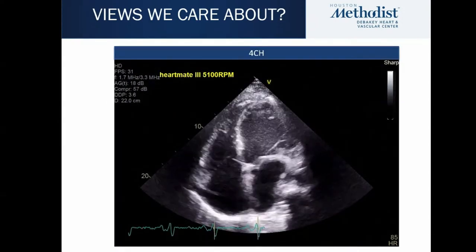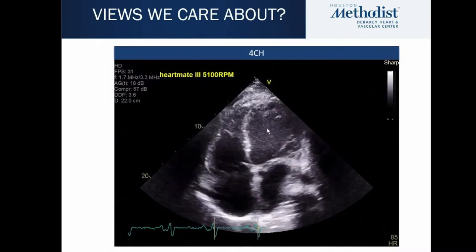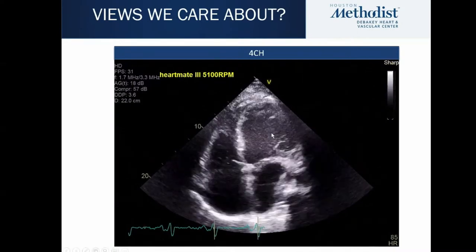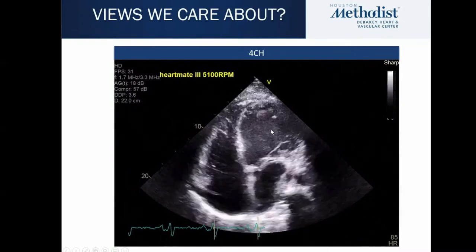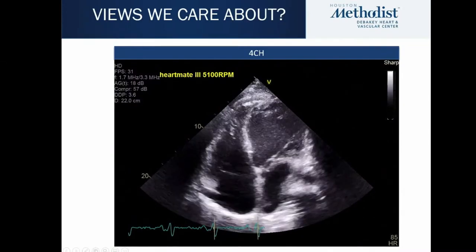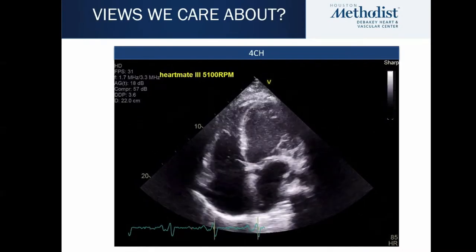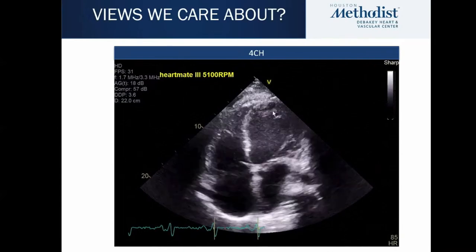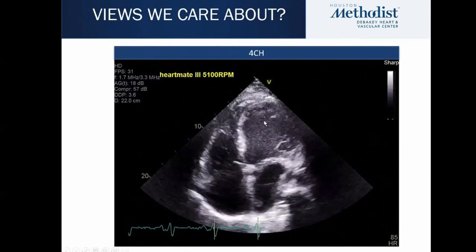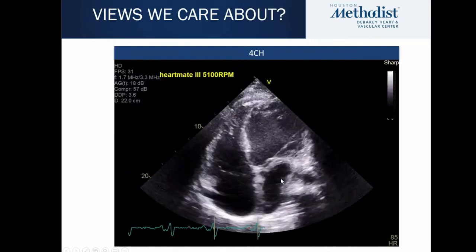Now, moving on to a four-chamber view. In this view, what I really want to know is, again, the relationship between the right ventricle and the left ventricle. For us as heart failure cardiologists, the RV-LV interdependence is extremely important. So the septal location is extremely important. In this view, you cannot see the inflow cannula very well, but there is a subtle sign that the inflow cannula is perhaps over here and maybe a little bit pointing towards the septum, but not abutting.